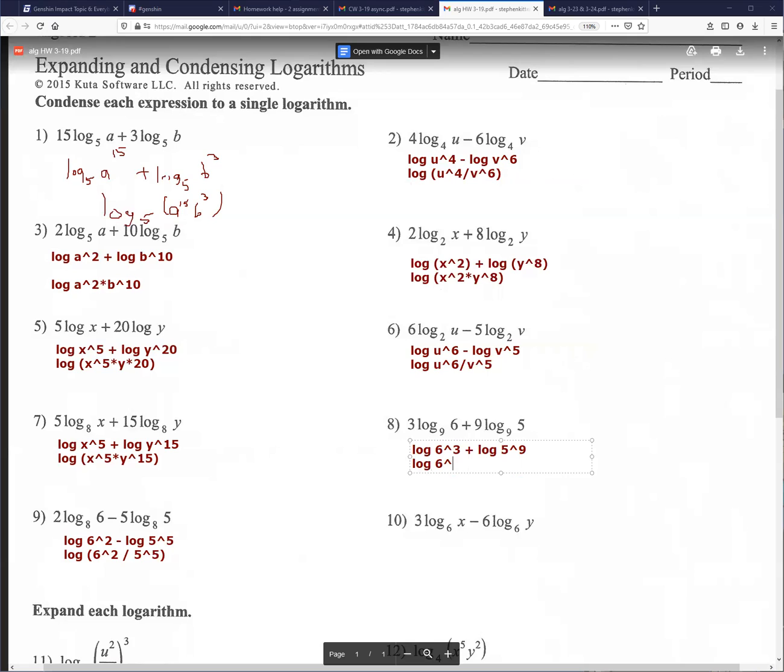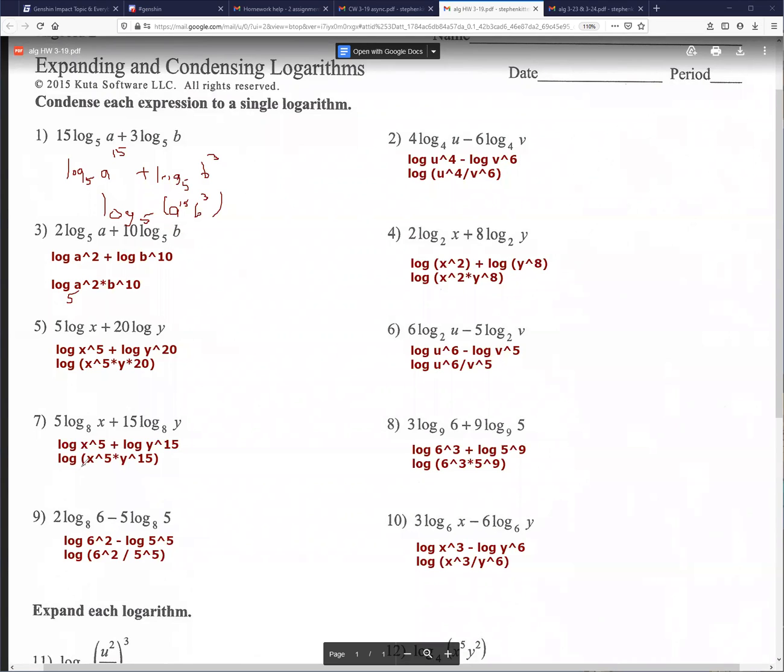So not much to say here. We're just kind of going through the motions of repeating the same process with every single one of these. Log of x to the third minus log of y to the sixth, which is log of x to the third over y to the sixth. And once again, just to reiterate, we do technically need the basis on all of these.